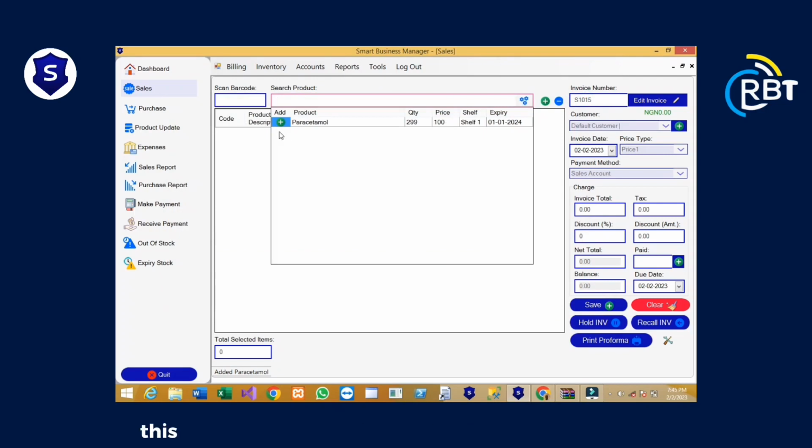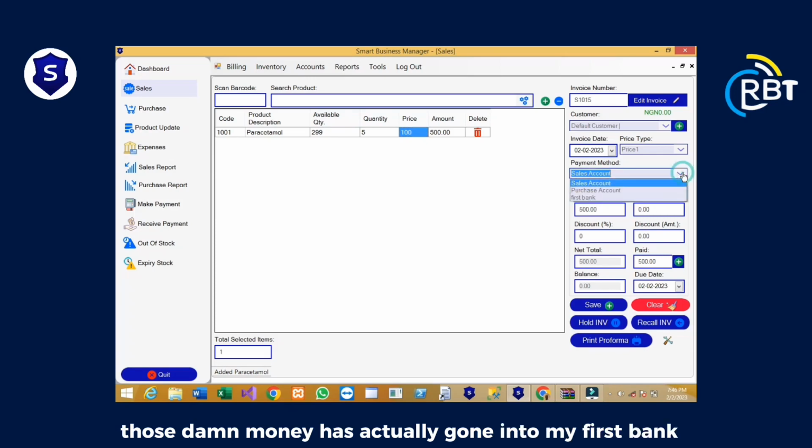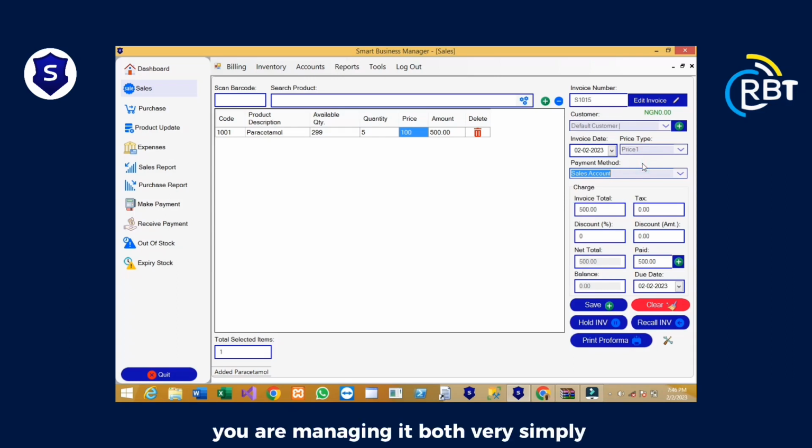Now another day, this same customer comes and begs me that, please, I do not have money. So what does the first thing I did imply? It implies that money has actually gone into my first bank, and you are going to see it later on how it reflects, right? Now that is pure financial management. You are managing it, but very simply.